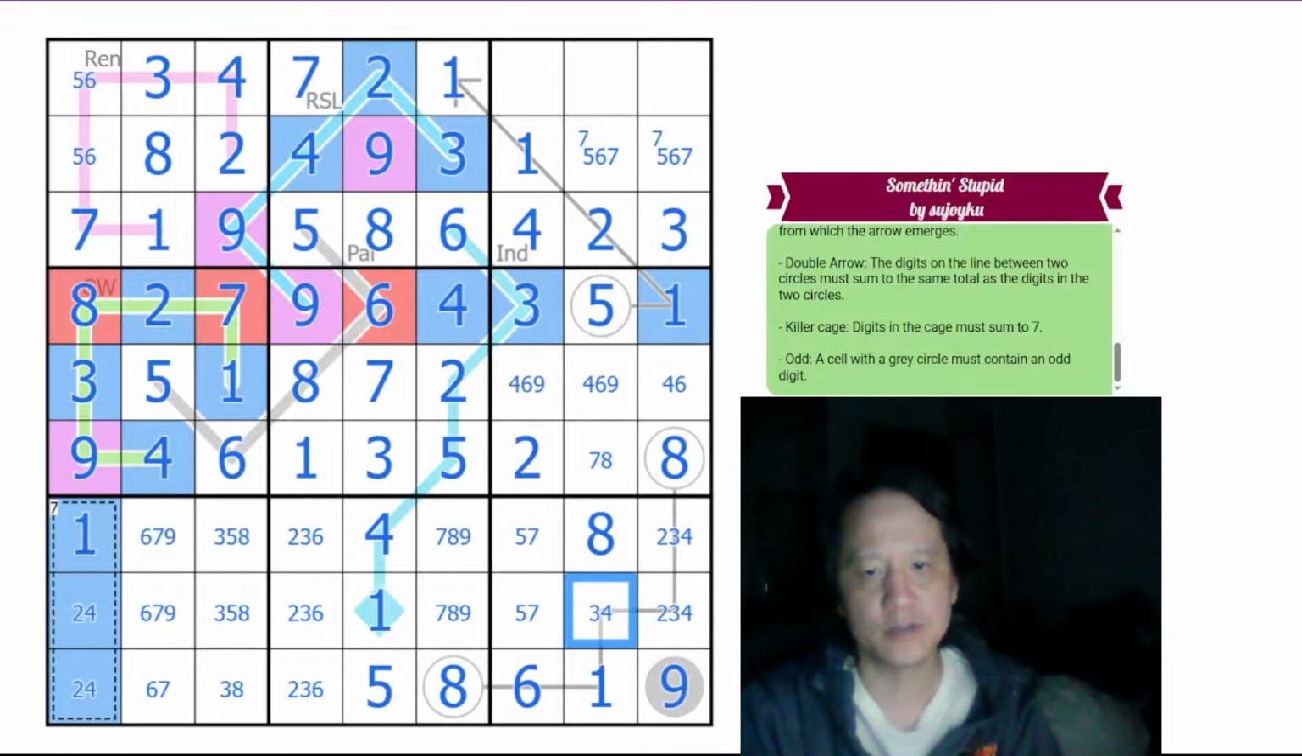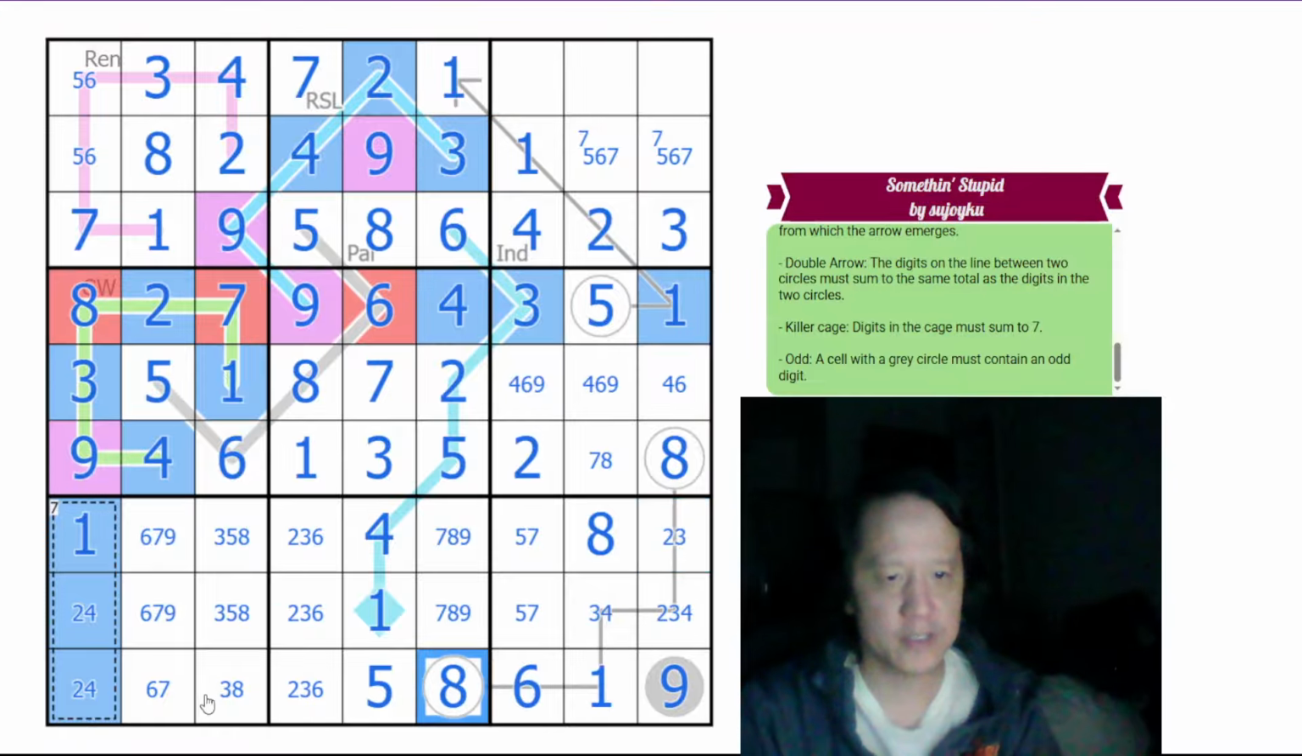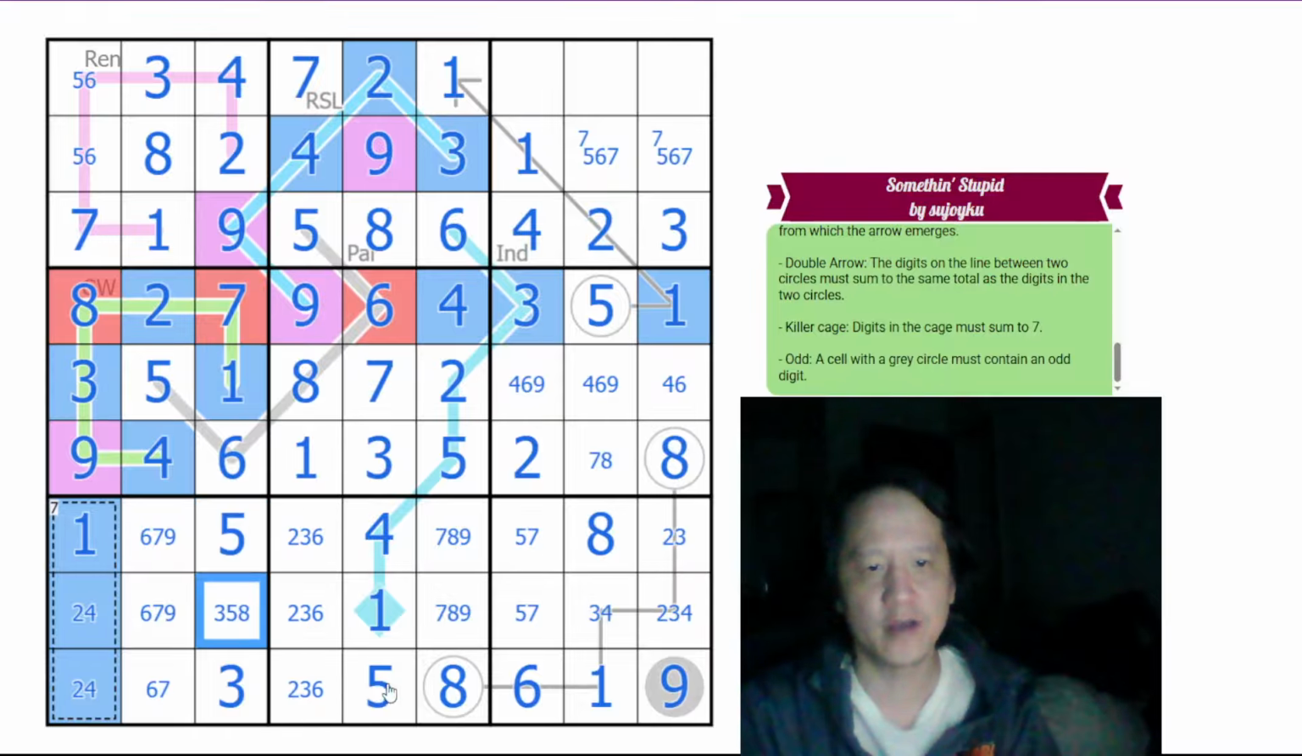This can't be 2 again. This 4 eliminates 4 here. This 8 eliminates 8 here, so it's 3. So this can't be 3 or 8. It's 5. This can't be 3 or 5. It's 8. 5 eliminates 5 here, so it's 7 and 5.